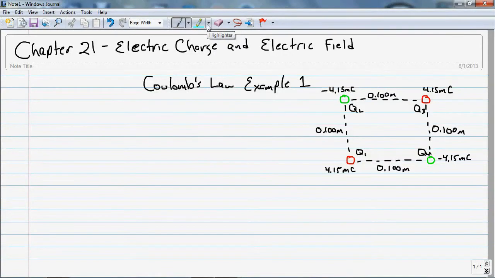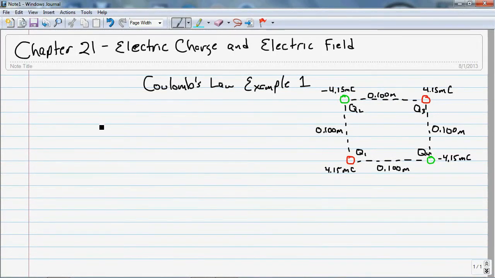So let's take this as our first example. We have this configuration of four charges in a square. The sides are separated by 0.1 meters, and we have same charges on the diagonals. From top left to bottom right, we have negative 4.15 millicoulombs, and from the bottom left to the top right, we have a positive charge of 4.15 millicoulombs. So the magnitudes of all the charges are the same.